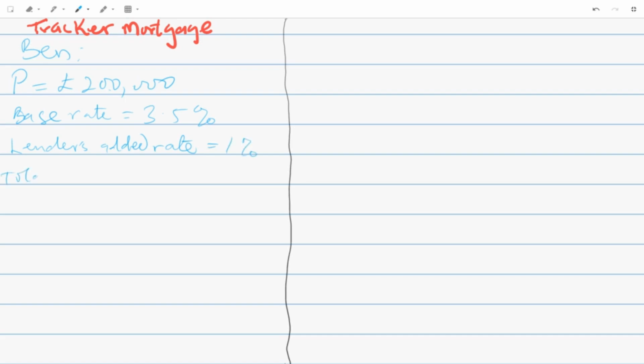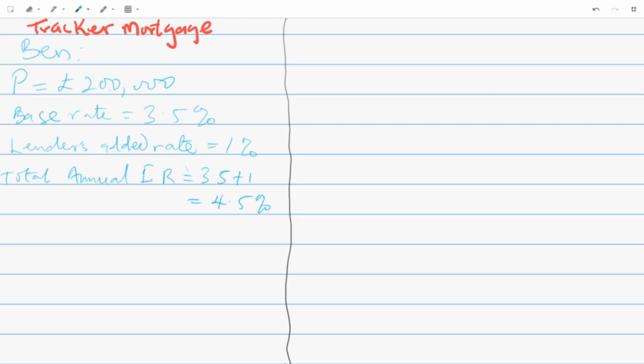So the total annual interest rate will be equal to 3.5 plus 1, which is a total of 4.5%. Now, we do understand that the annual interest rate is 4.5%.